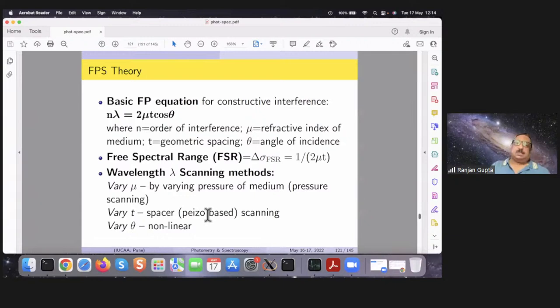Piezo. So this was a challenge, you know, about 30, 40 years back. How do you maintain the parallelism and at the same time move it? So the only solution was, I will show a picture later. So these plates are, from the top, you will see it as a circle. Right, there is a coated portion. So there are 3 points where the support has been given and maintain it perfectly.